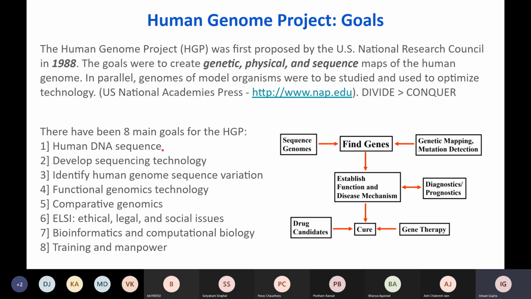The first goal, obviously, was to sequence the human genome. The second goal: because the sequencing technologies at that point were first generation, they were slow, so they wanted to increase the bandwidth, that is how much information you can create or exchange, and increase the speed with which you can sequence. This would mean developing new sequencing technologies, which popularly came to be known as second generation sequencing technologies. The third idea was to identify human genome sequence variation.